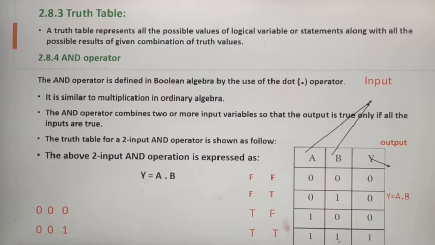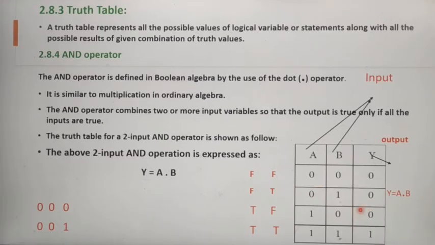Each possible input value is also going to generate output based on its combination of truth values. That is given here. A truth table represents all the possible values. In this truth table, these are all possible values. In 2 input AND gate, we have 4 possible input values of logical variables. Here A, B both are input variables and Y is our output variable or statements along with all the possible results. Here these are all our results, output. This output generates based on given combination of truth values.